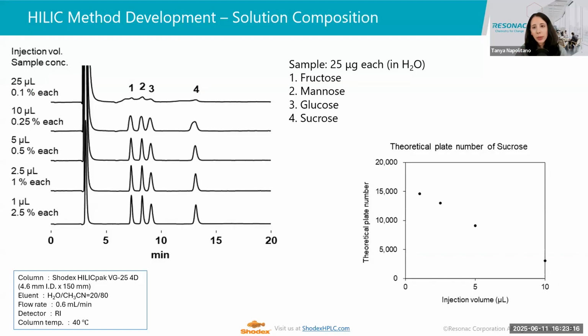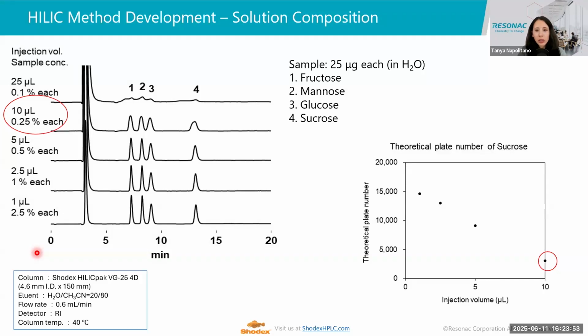And this slide reinforces that point about injection solvent compatibility. So even if your analyte concentration is low, the wrong sample solvent can dramatically affect peak shape. In this experiment, sugars were dissolved in pure water and the same amount of analyte was injected at different volumes. As injection volume increased, peak shape deteriorated and theoretical plate number dropped. And that's because a large water plug entering a mobile phase that's mostly acetonitrile disrupts the equilibrium of the stationary phase, leading to poor focusing and broader peaks.